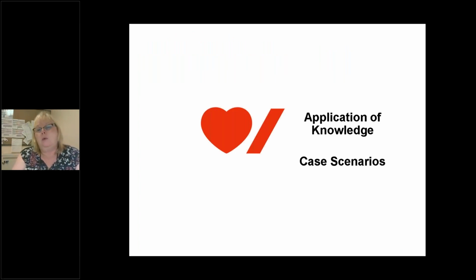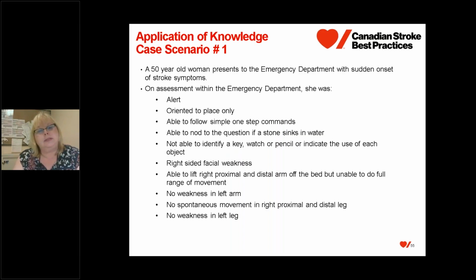So now we are going to apply what we've learned and the overview of the Canadian Neurological Scale to 3 case scenarios. The first is a 50-year-old woman who, on assessment in the emergency department, is alert. She is oriented to place only. She is able to follow simple one-step commands. She's able to nod if a stone sinks in water.